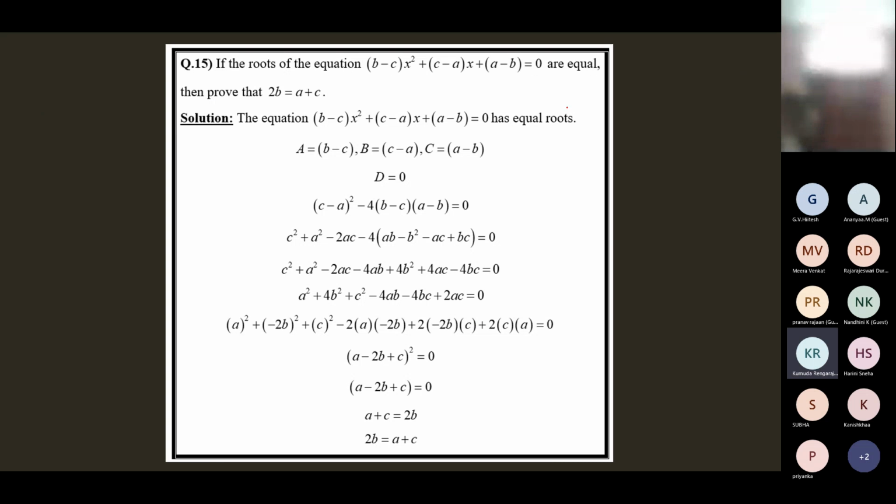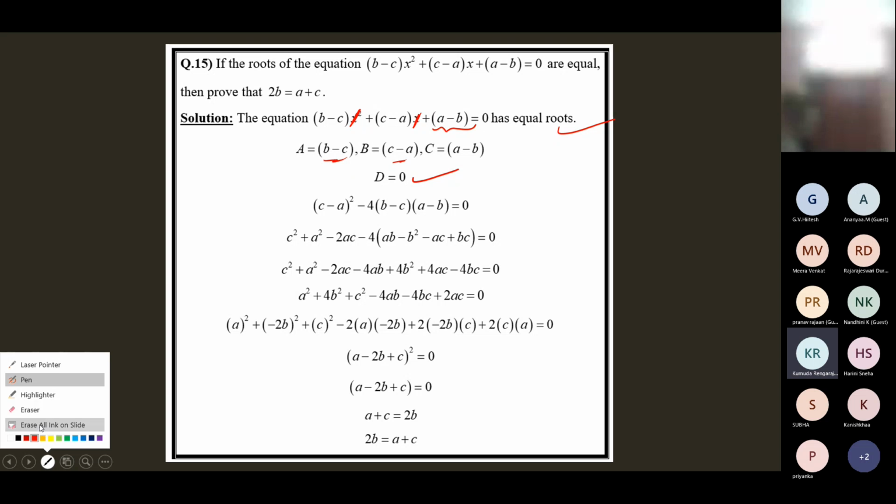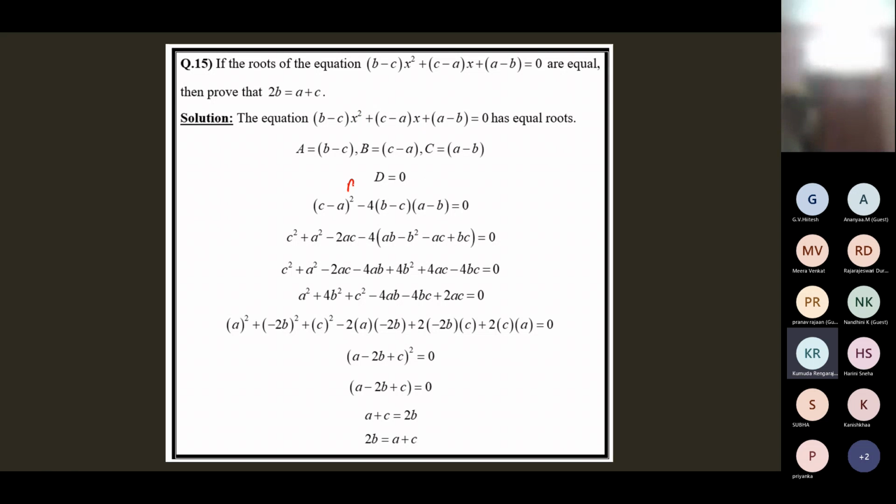So again here, this equation has equal roots. So the values of A, B, C: this is A, this is B and this is C. Capital letters A, B, C, because we have small letters in the equation given. So why is D zero? Because the equation has equal roots. Now what do you mean by D is equal to zero? That means B square minus 4AC is equal to zero. So substitute: B square minus 4 into A into C is equal to zero.